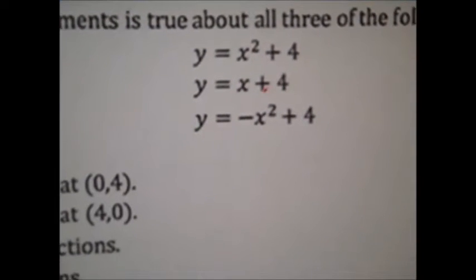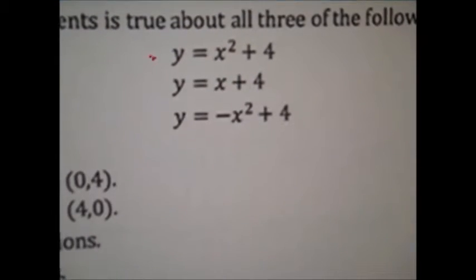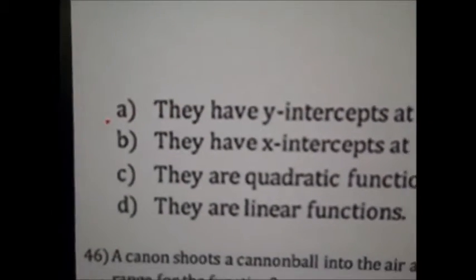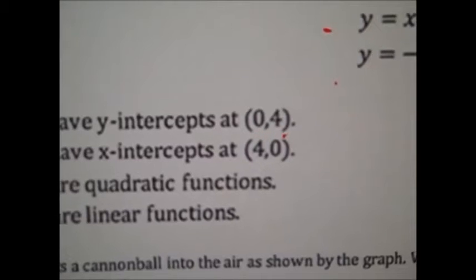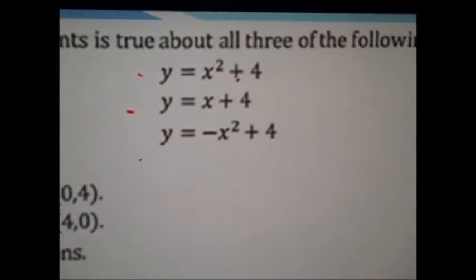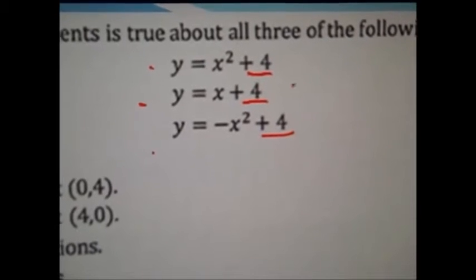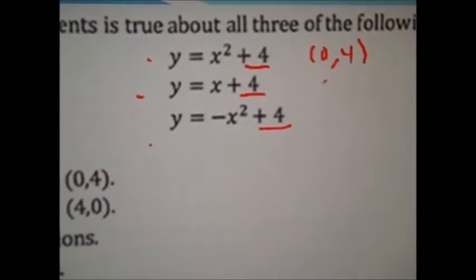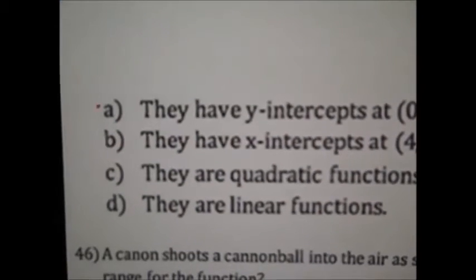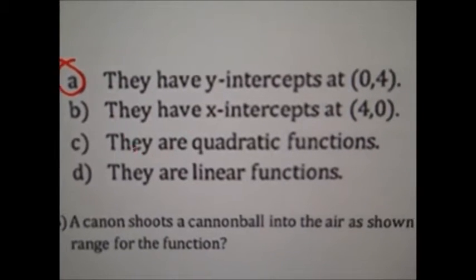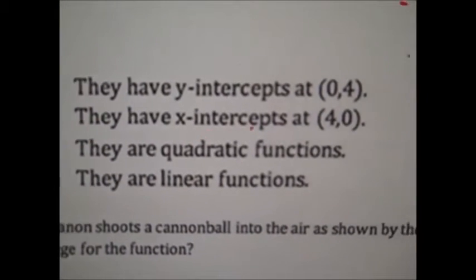Looking for the true statement that applies to all three of these. The first one, they have y-intercepts of (0, 4). If you put in 0 for x, you should get 4 every time. That will be the y-intercept, (0, 4), and then for each of these three, it will be (0, 4), A. And the x-intercepts are at (4, 0).